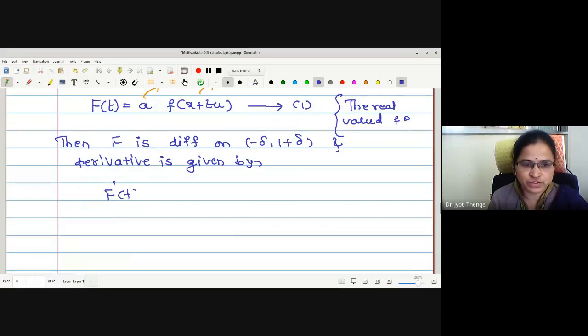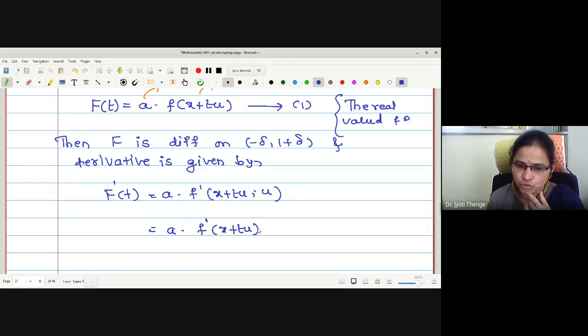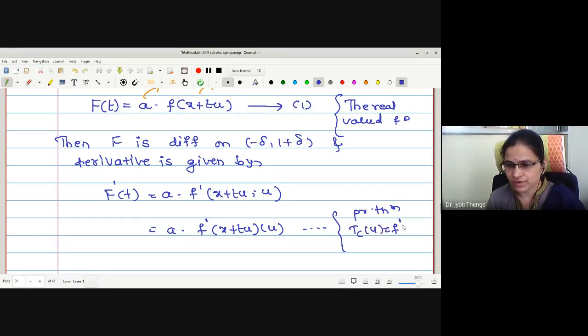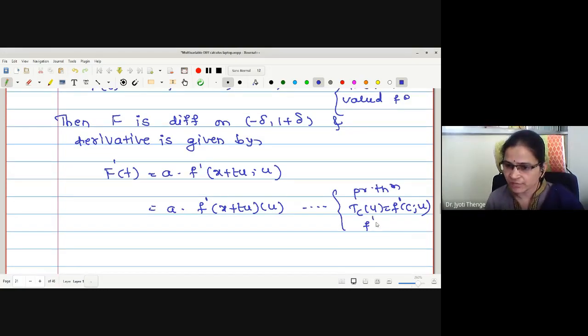This is capital F dash of t equals a dot. Now here we will take the directional derivative or we can say total derivative. As both the numerical values are the same, one can take any. F dash of t is a dot f dash of x plus tu. Or one can write this as f of x plus tu operated on u, the total derivative, right? Because the previous theorem tells us f dash of c operated on u is f dash of c upon u. Which in turn can be written as f dash of c upon u also. Correct, no?